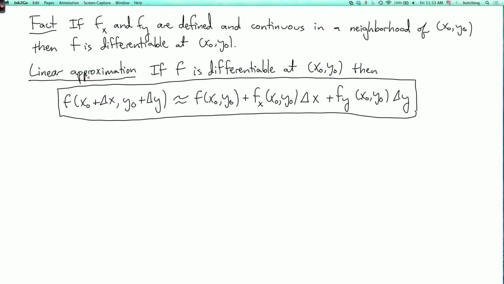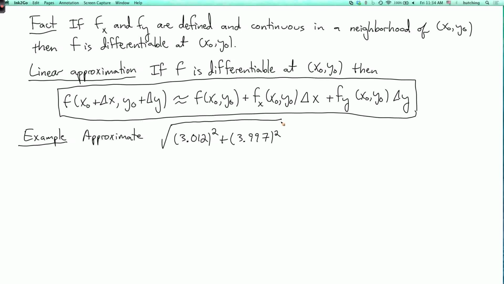So let's do an example. Let's approximate the square root of 3.012 squared plus 3.997 squared.